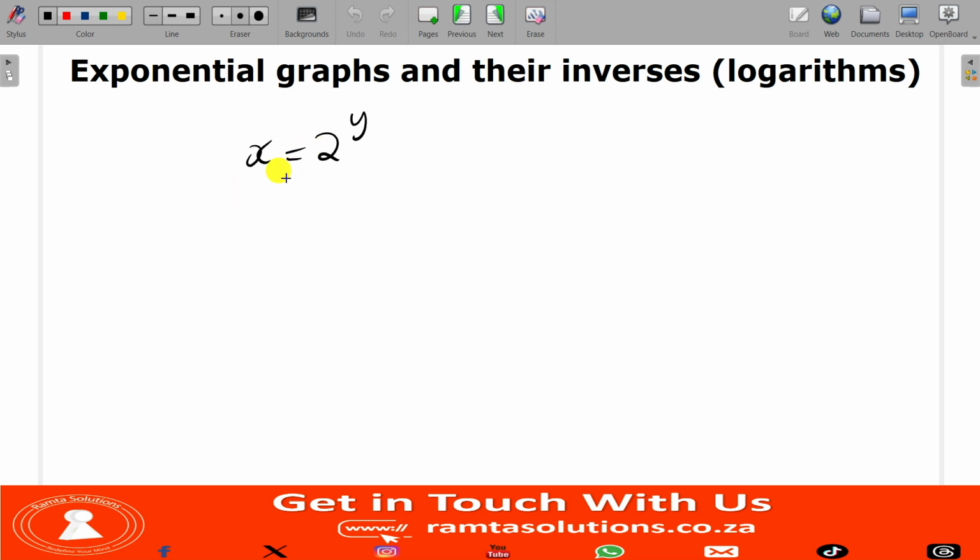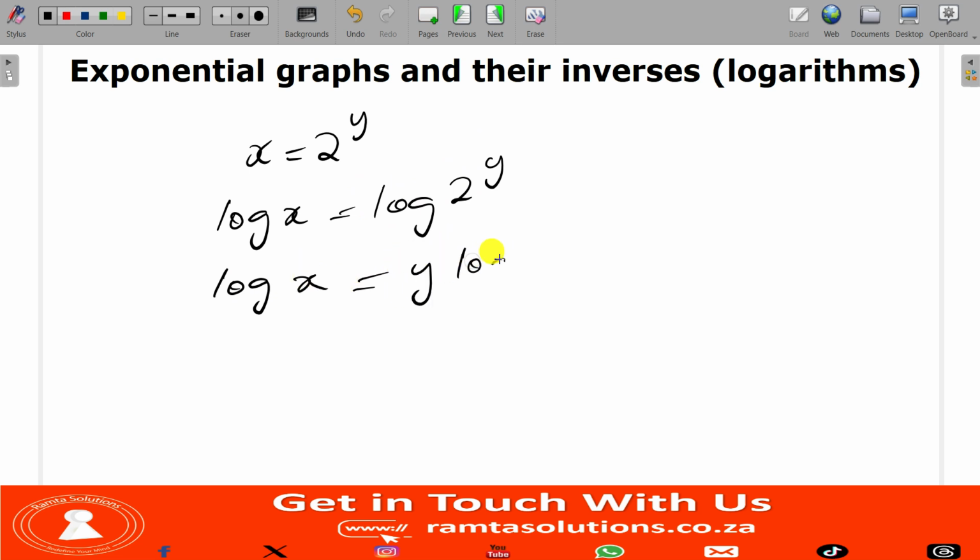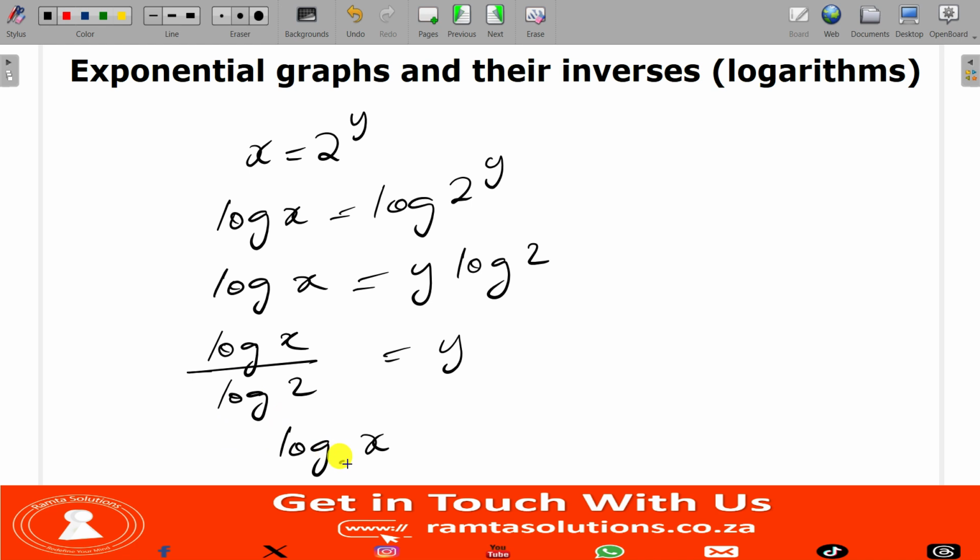All right, so now we need to solve for y, but we log both sides. As we log both sides, it'll be log x equals log 2 to the y, which when you further simplify, it'll be log x equals y log 2. Now divide throughout by log 2, you will be having log x over log 2 is equal to y. Otherwise, we don't like it in this way. We prefer it to be like this: log x base 2 is equal to y. So this is the equation of your logarithm.